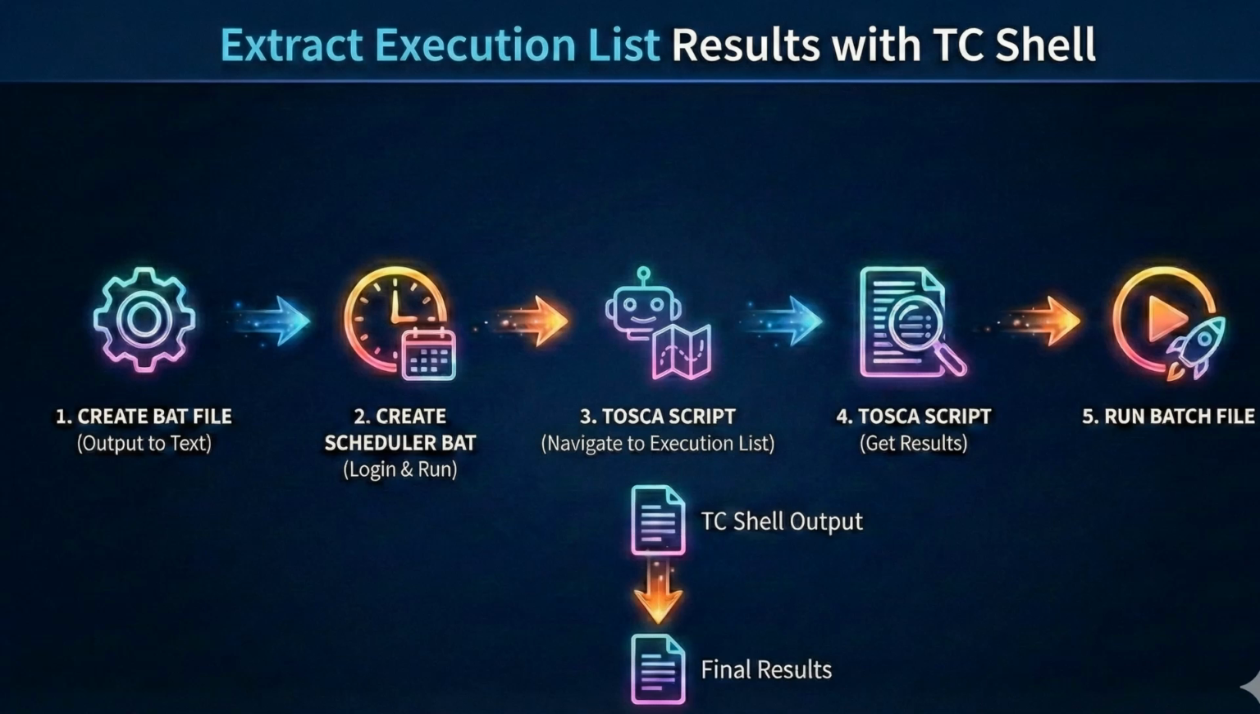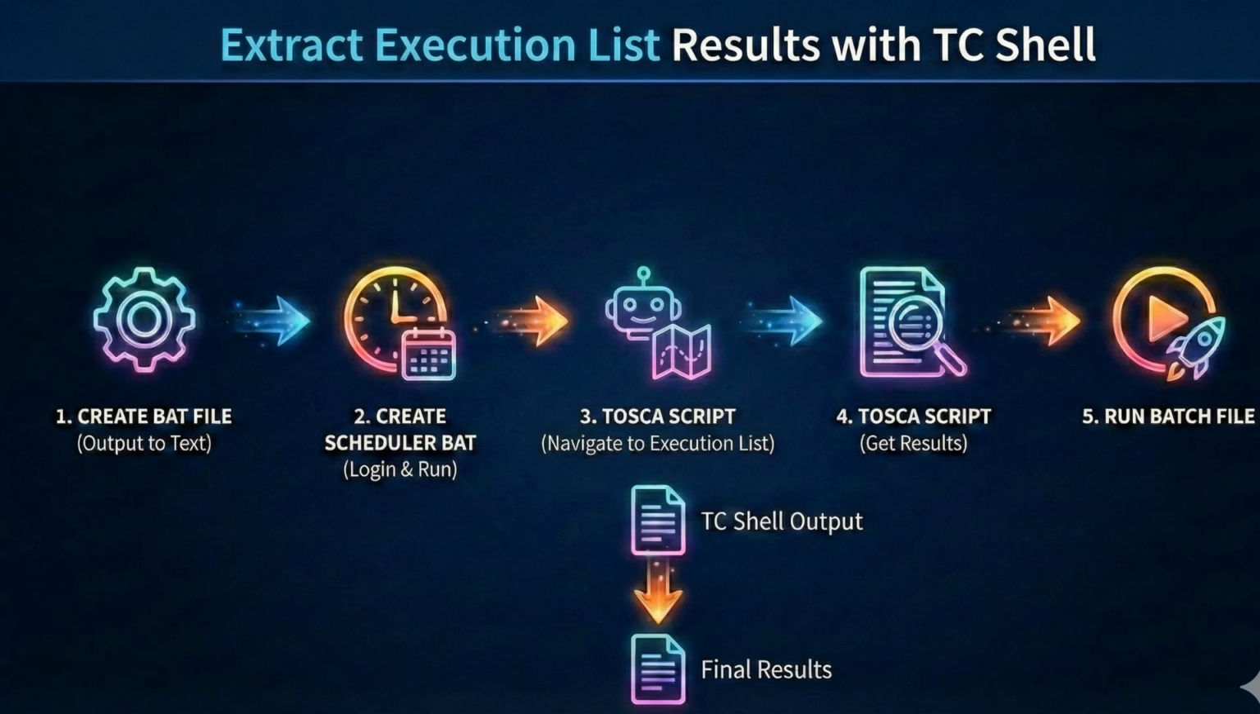There are basically a few batch files and a few Tosca scripts which you need to prepare in order to run this solution. First, we have to create a batch file which can convert our output and store it into a text file. This will be like the pass-fail results from your execution list. Now this particular bat file will call another bat file, which is the scheduler bat file. This bat file will log in to your workspace and run a particular Tosca script.